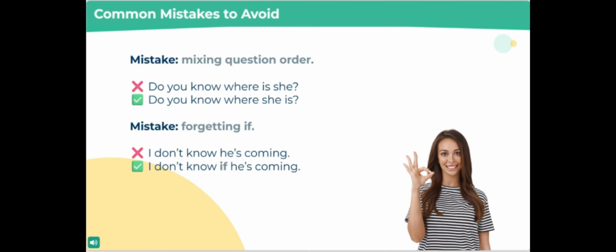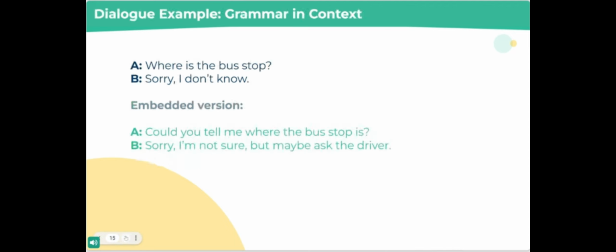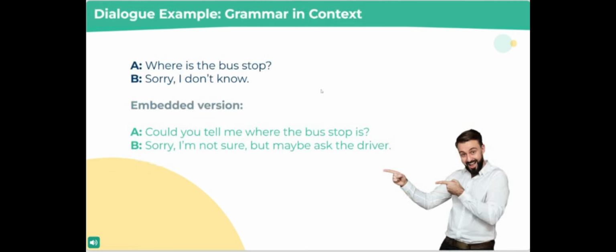Okay, well, let's continue and have a look at the next part here. We're going to have a look at a little dialogue example with some grammar in context. Have a listen. It's between A and B. Very short dialogue, a question and answer.